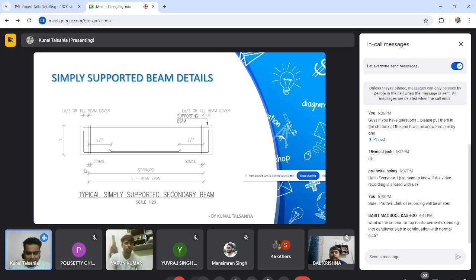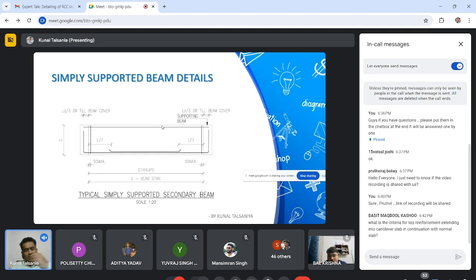First stirrup we will start at 50 mm from the face of beam. In the bottom you can say I have provided anchorage, but in the top I have just inserted this steel LD by 3 or till the beam cover.